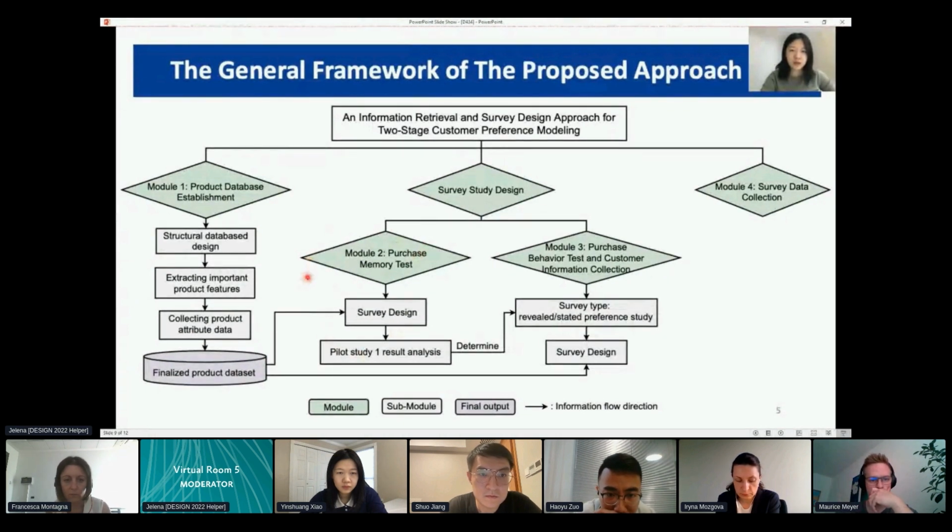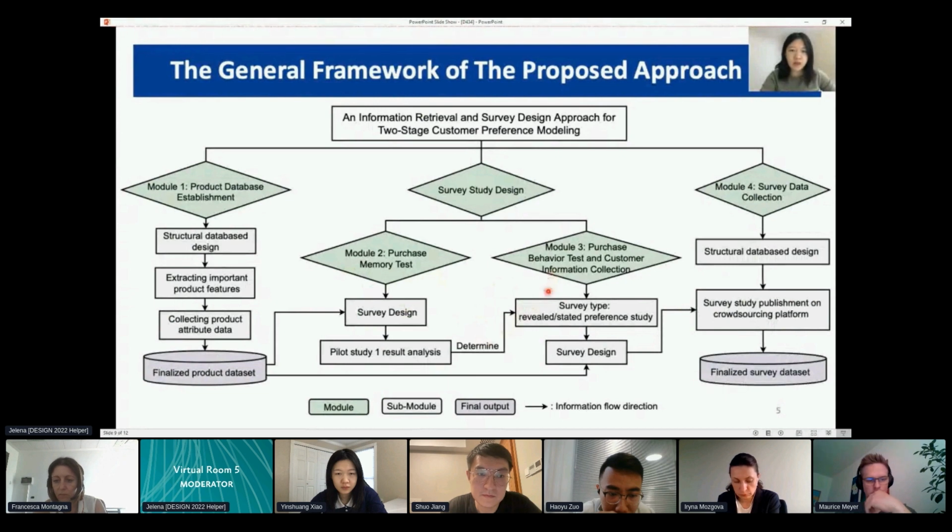If people have solid memory, we can design the first survey to get the customer purchase experience as their revealed preference. Otherwise, we may need to design a choice experiment to get customers' stated preference. Finally, with survey design and several rounds of tests, we publish the survey on a crowdsourcing platform to get the responses. Next, taking household vacuum cleaner as a case study, I will introduce more details about these 4 modules.